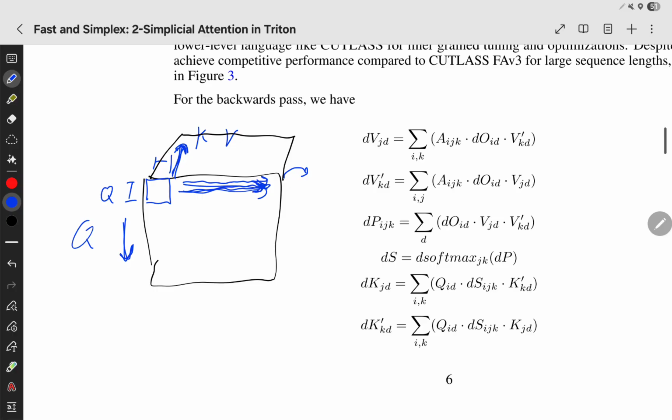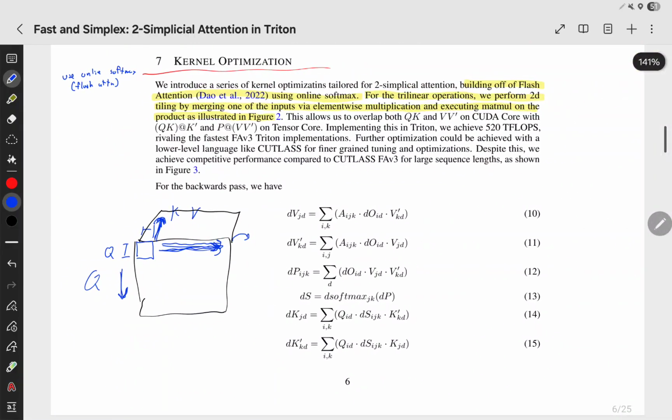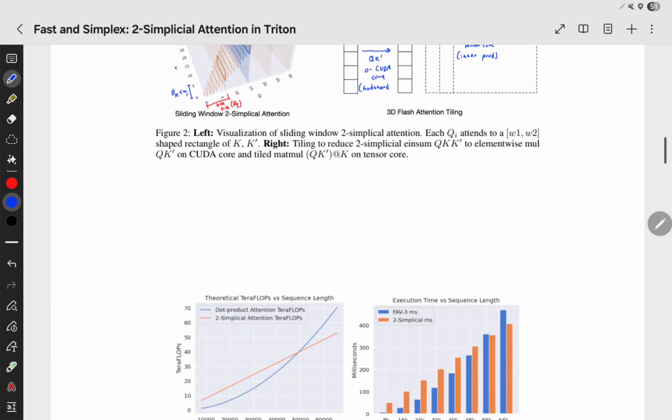This one, and then each one basically has a loop going over your keys and values, but now you have a loop going over K prime. If you're curious, they have some code at the end, and you could probably code that up in Triton and it'll work quite well. They also have the backward pass, and code for the backward pass.